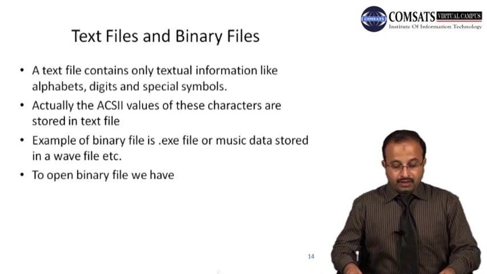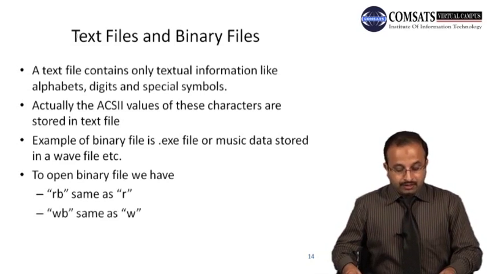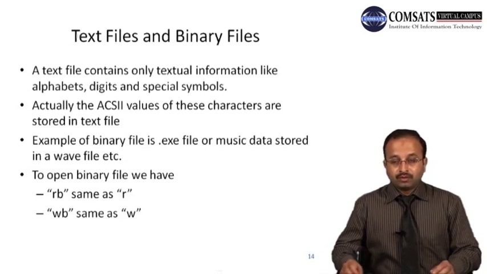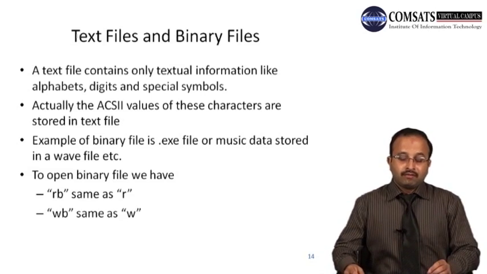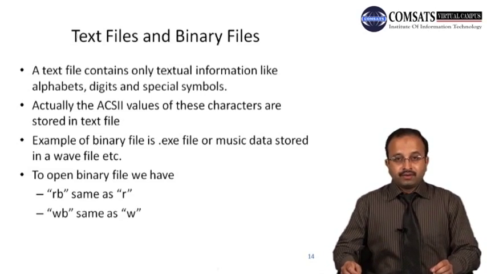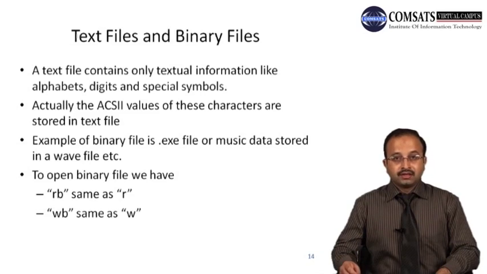To open the binary file, we have rb same as r, so read binary, and wb same as w. The purpose of w is that if the file exists or does not exist, it creates a new file, the same purpose as wb. The difference is that plain w is for the text file, and wb is for the binary file. Similarly, r is for reading the content from the file, and rb is for reading the content from the binary file.